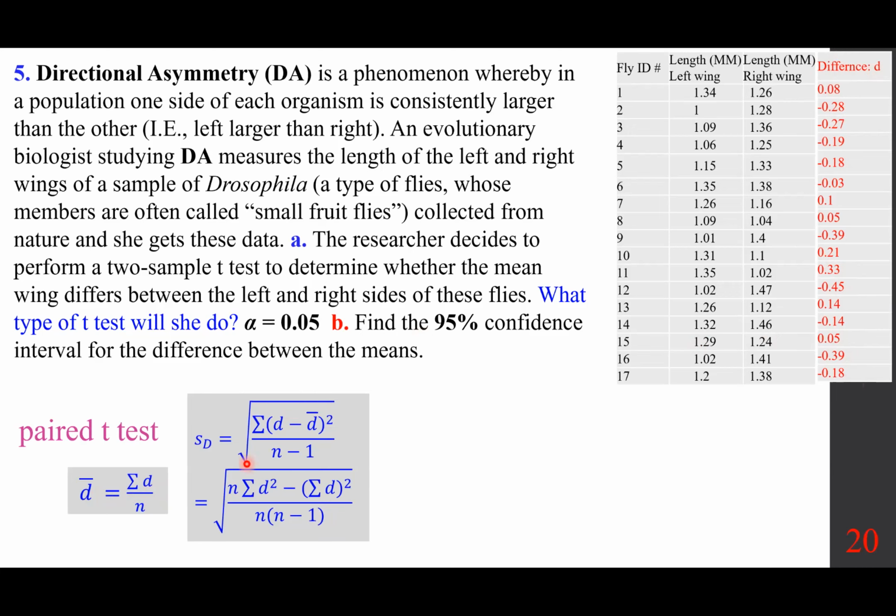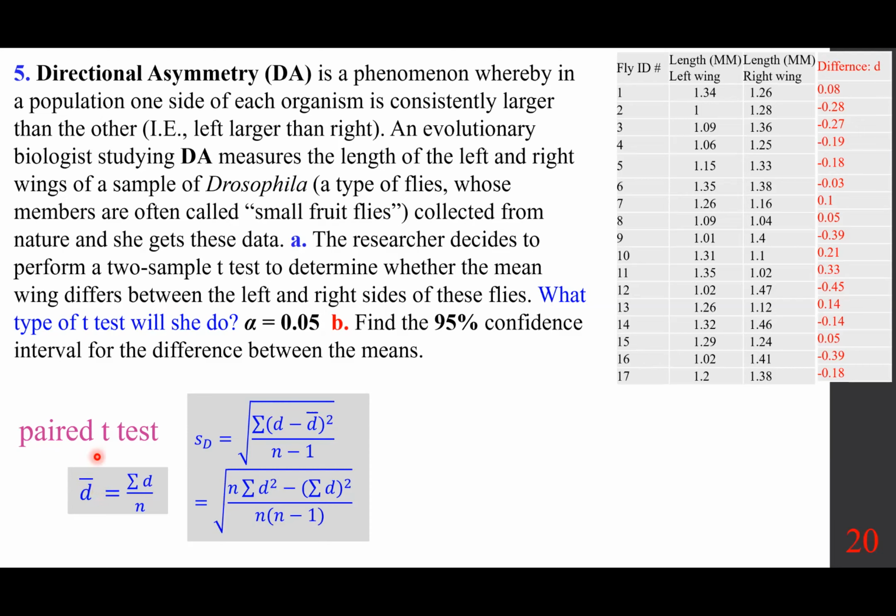Standard deviation, just the same as if you recall when we did the X bar with the X, we would use summation of X minus X bar quantity squared over N minus 1. Now it's D minus D bar. By the way, in some texts they use lowercase d, in some texts they use uppercase D. It doesn't make any difference.